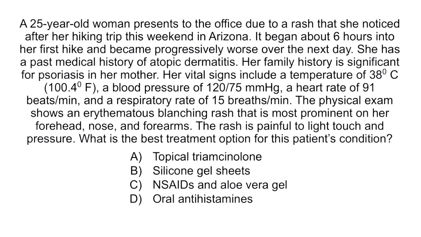A 25-year-old woman presents to the office due to a rash that she noticed after her hiking trip this weekend in Arizona. It began about 6 hours into her first hike and became progressively worse over the next day. She has a past medical history of atopic dermatitis. Her family history is significant for psoriasis in her mother. Her vital signs include a temperature of 38 degrees Celsius, a blood pressure of 120/75, a heart rate of 91, and a respiratory rate of 15. The physical exam shows an erythematous blanching rash that is most prominent on her forehead, nose, and forearms. The rash is painful to light touch and pressure. What is the best treatment option for this patient's condition?